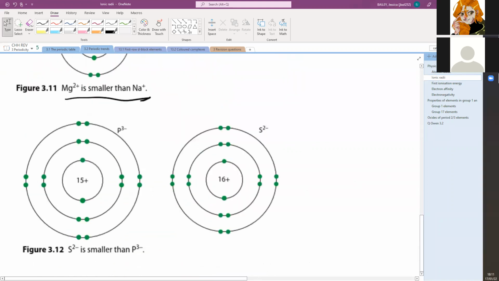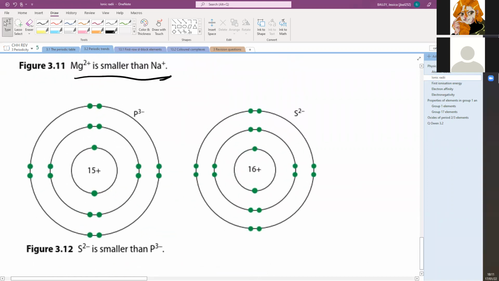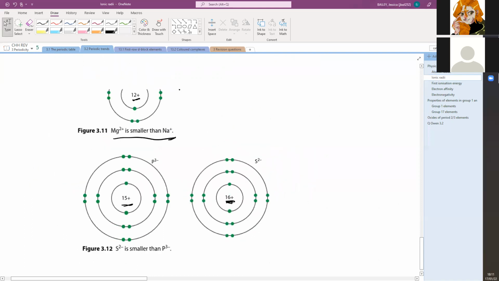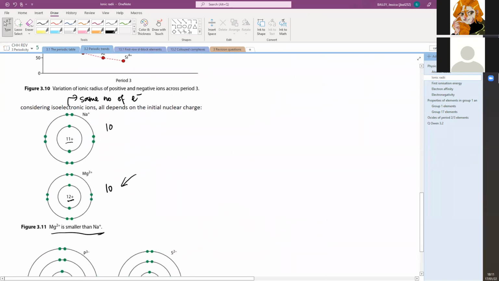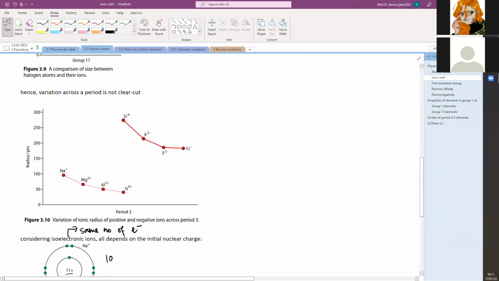And there's just another example, same deal, but just the opposite way around. If you have negative charges, these are both isoelectronic as well, but since phosphorus here has 15+ and sulfur has 16+, the sulfur has more of a positive nucleus, and hence it's going to attract those electrons more than the phosphorus is. Yeah, that's pretty straightforward. I don't think there's anything too confusing in that.